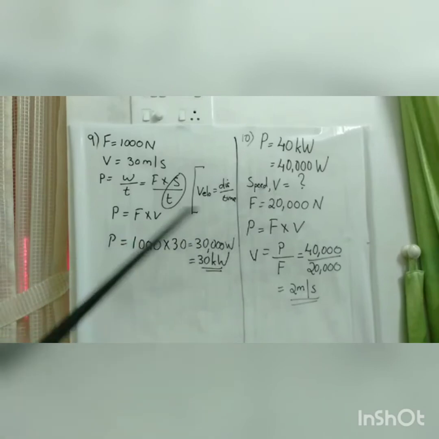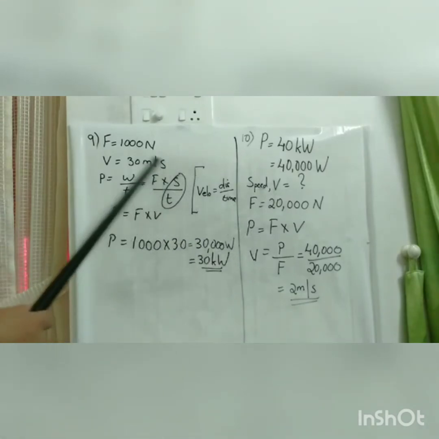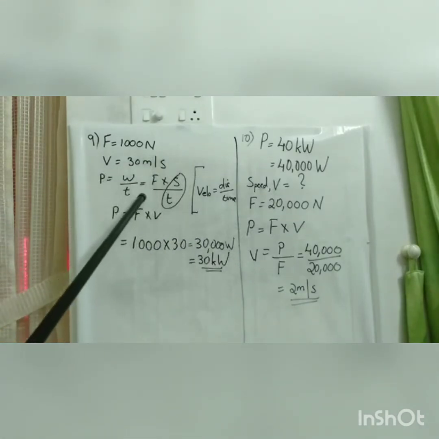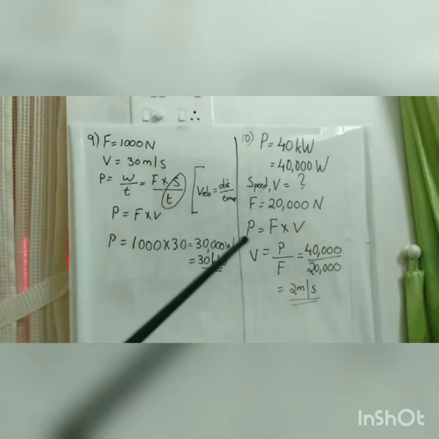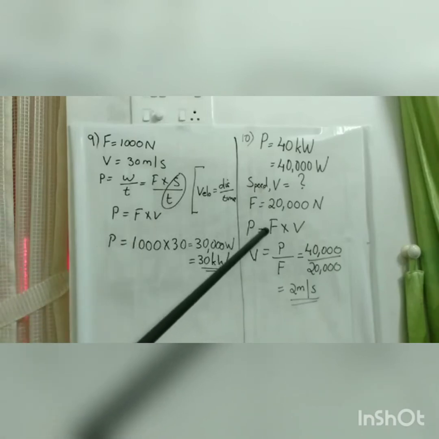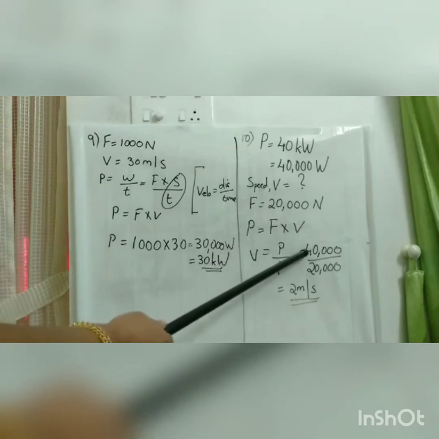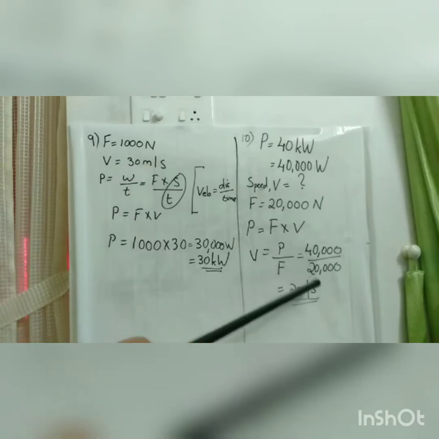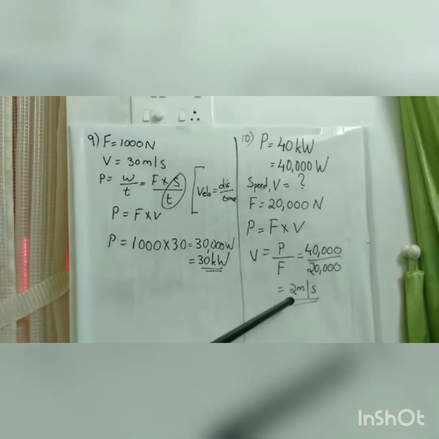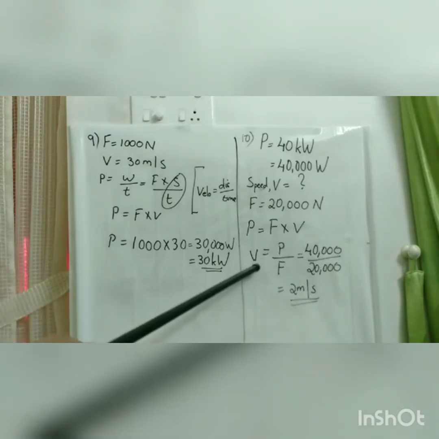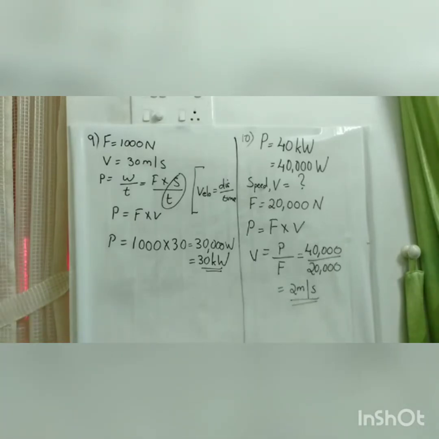So here we have the same formula. I am not again and again doing the derivation. Here we already studied power is force into velocity. So here power is equal to force into velocity. So velocity will be power divided by force, that is 40,000 watt by 20,000 Newton. So you will cancel it, you will get the answer 2. Velocity meter per second. So the velocity of the pump is 2 meter per second.